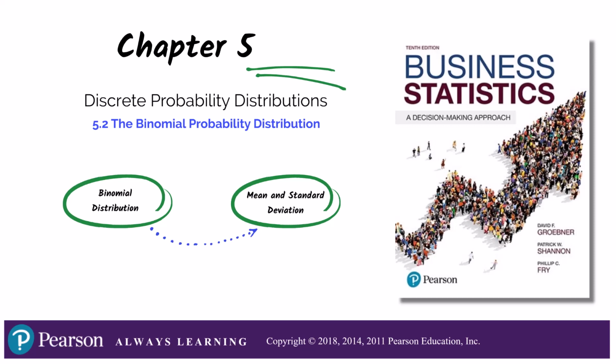Well, that wraps up this video on the binomial distribution. In our next video, we'll wrap up chapter 5 and learn about the Poisson probability distribution.